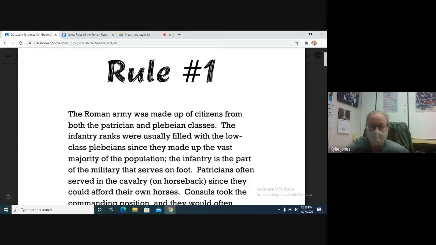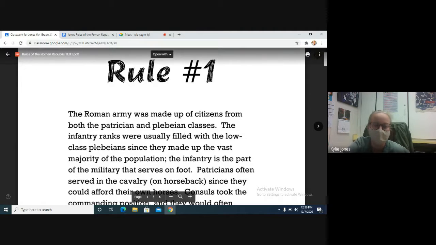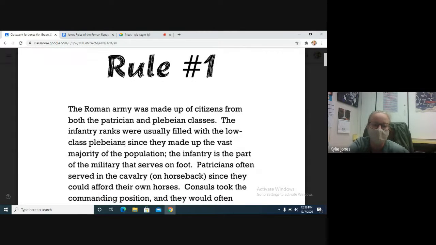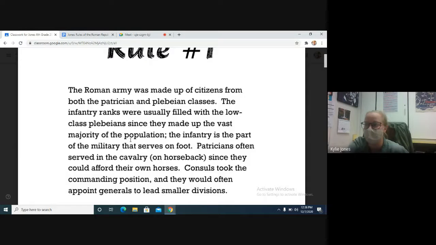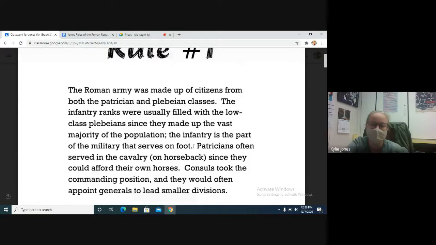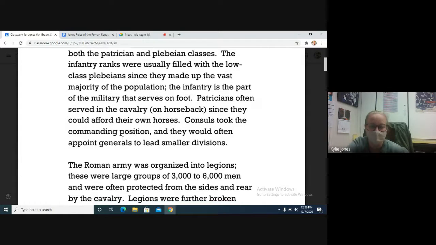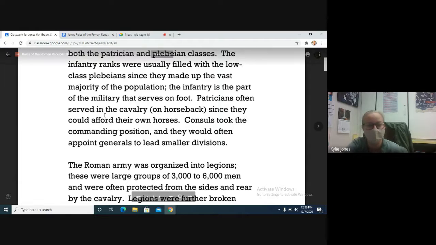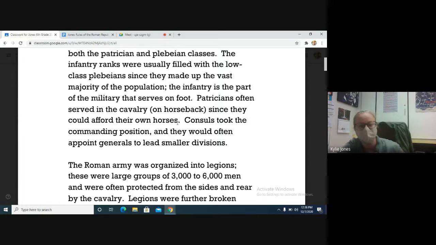And then it says, the infantry ranks were usually filled with the low-class plebeians since they made up the vast majority of the population. The infantry is the part of the military that serves on foot. So those are the people that will go out to war, right? And walk. Patricians often served in the cavalry, which was on horseback, since they could afford their own horses. Consuls took the commanding position, and they were often appointed generals to lead smaller divisions.